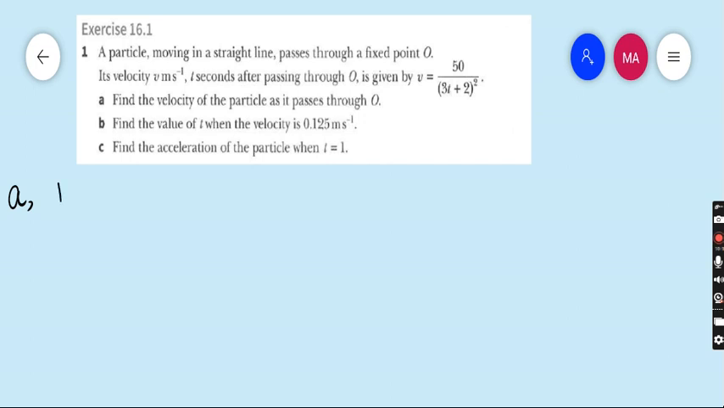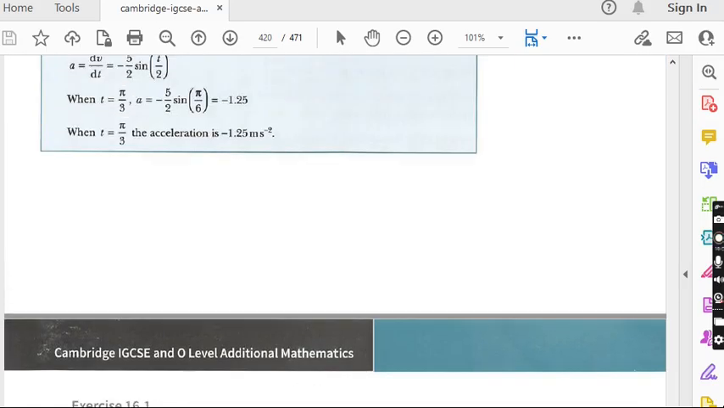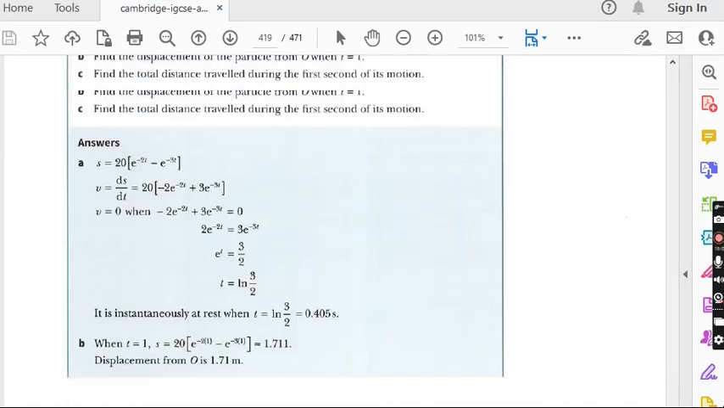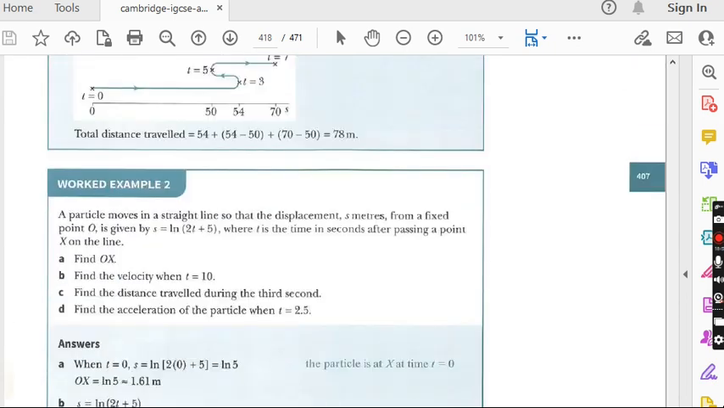So the velocity is v equals 50 over (3t plus 2) whole square. Part A. Find the velocity of the particle as it passes through O. What does it mean? What I showed you, passes through O means, look at this table again. A very important table is given in your book.